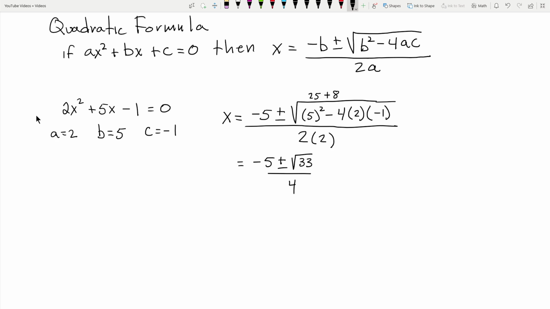If you needed this for anything, you would just drop it in your calculator and turn it into 2 different decimal values. So when you get an answer like this, you are getting 2 values. We're getting x equals minus 5 plus radical 33 over 4, and x equals minus 5 minus radical 33 over 4.